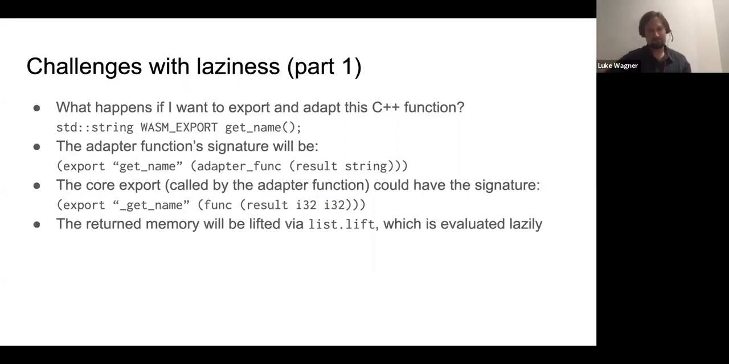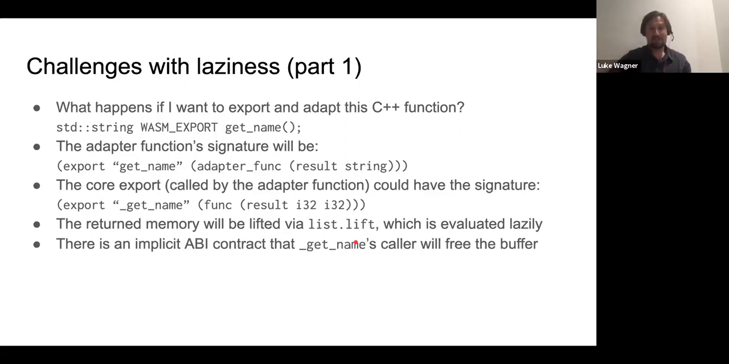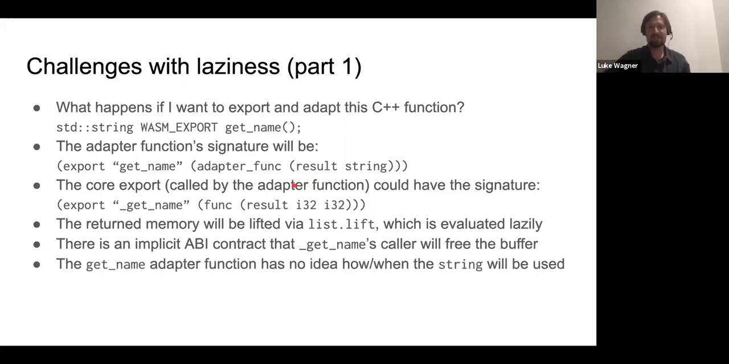The return memory will get lifted by this adapter function with list.lift, which is evaluated lazily. There's an implicit ABI contract where getName assumes that the caller will free the buffer, because this I32 is probably a pointer to some memory that is no longer being held alive by anything else. So it's me, the caller, which is the adapter function, whose job it is to free that memory. So how do I do that? I have no idea how the string will be used, so I have no good point in time in my adapter function to say, okay, now free the memory, because when it gets read is some future point in time. So that's a challenge. How do we make sure that gets released in all cases?